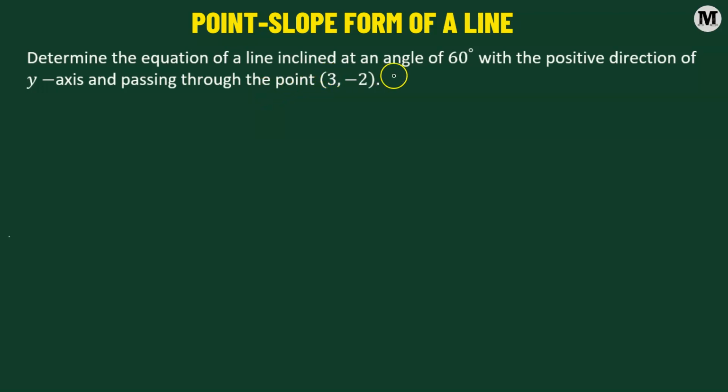Determine the equation of a line inclined at an angle of 60 degrees with the positive direction of y-axis and passing through the point (3, -2). So let's try to understand the problem graphically first. Here we will consider a coordinate axis. Let us begin by first plotting the point (3, -2) on our Cartesian plane.